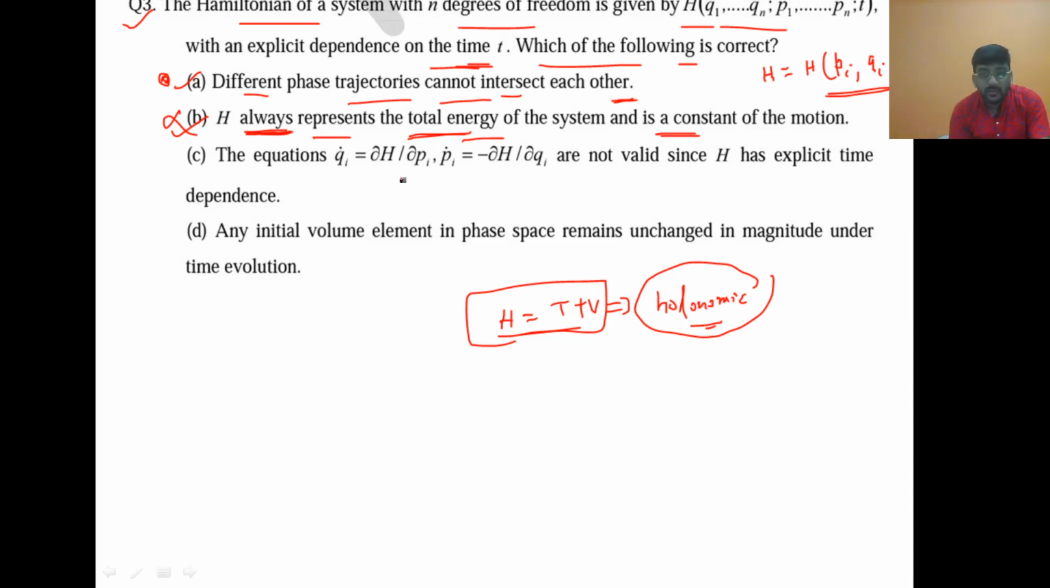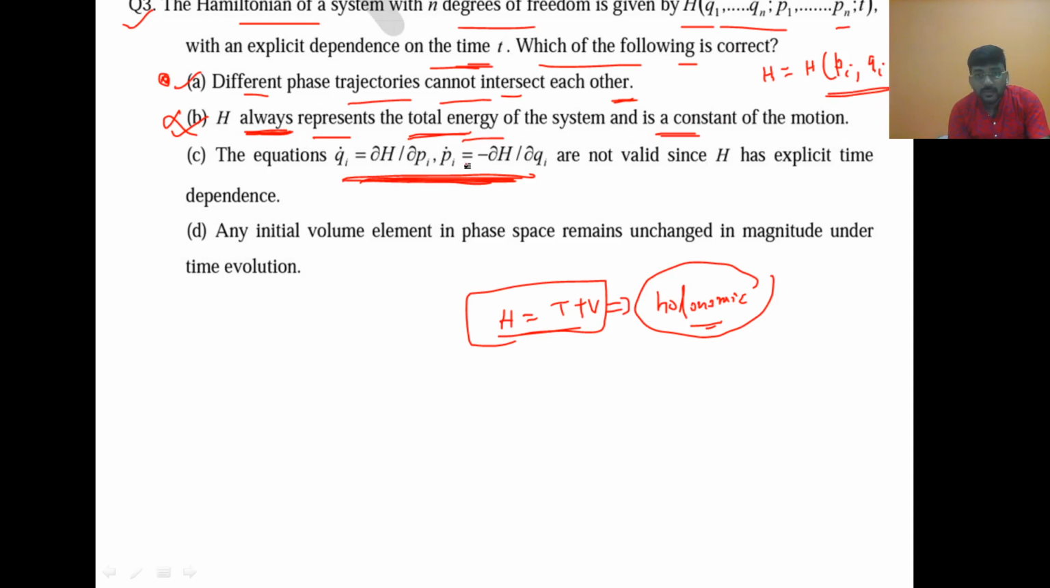No, this is also not correct, because these are Hamilton's canonical equations, and these two equations are always correct. This is not the two equations, but this is always correct, okay. That is, Qi dot is equal to del H del Pi and Pi dot is equal to minus del H del Qi. These are Hamilton's canonical equations, and they can be derived when H has explicit time dependence, that is, Pi, Qi and T.